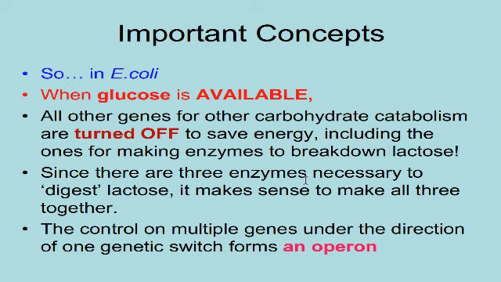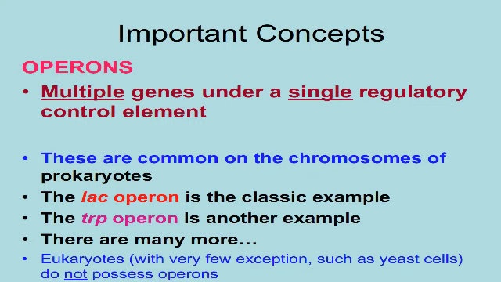Now, there are three enzymes that are normally made by a cell when it comes to digesting lactose. And it makes sense that all these enzymes are made in the same ratio and controlled by the same genetic switch. So the control of multiple genes under the direction of a single genetic switch is known as an operon. Students need not be confused by the term operon. An operon is simply a bunch of genes, more than one, that is under the control of a single regulatory region of DNA, like a single promoter. Incidentally, operons are very common on the chromosomes of prokaryotes.